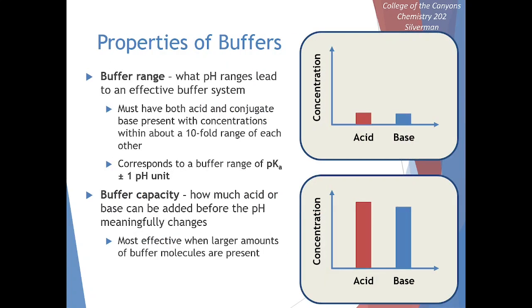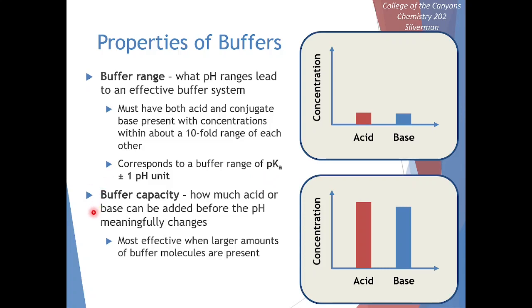Another property of buffers that we can examine is the buffer range. Our buffers can only keep their pH constant over some range of pHs. This is only going to be true when we have that about 5% rule holding true, that small x approximation being true. Our buffer range is going to be approximately 1 pH unit above or below our pKa value. Outside of that pH range, our buffer won't be as effective, and the pH will start to jump around with challenges of acid or base.